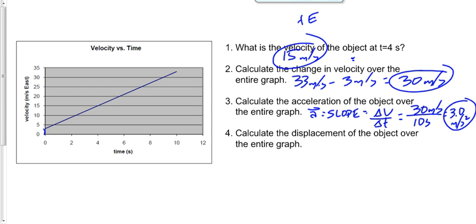So number 2 tells us how much it's speeding up by. Number 3 tells us not how much it's speeding up by at all. Number 3 tells us how quickly it's speeding up, the rate at which it speeds up. And 4, the displacement of the object over the entire graph. This is the hardest part right here. How do you find the displacement on a velocity time graph?